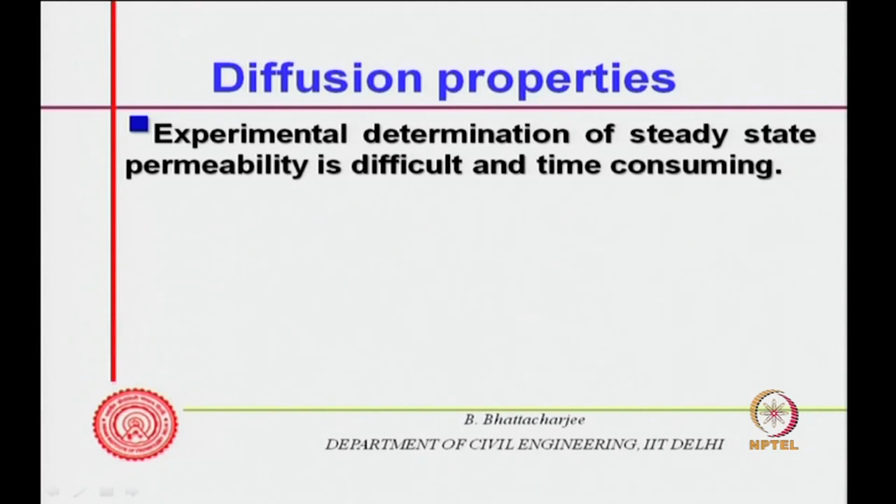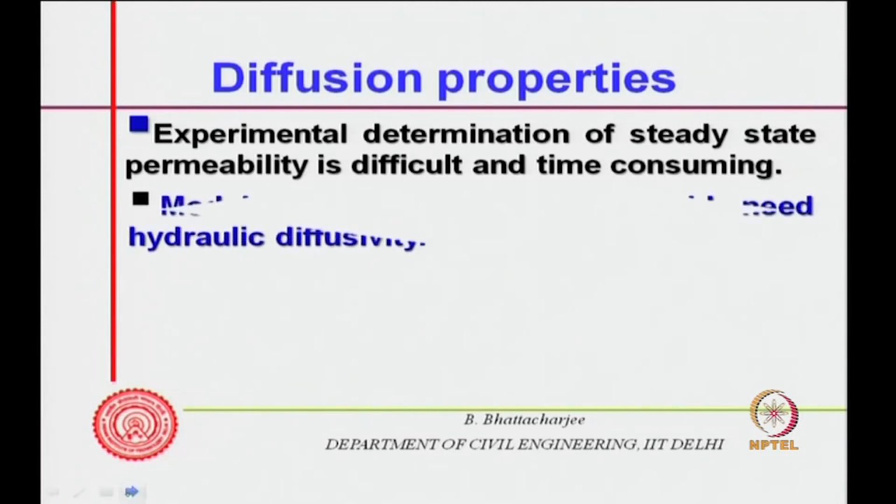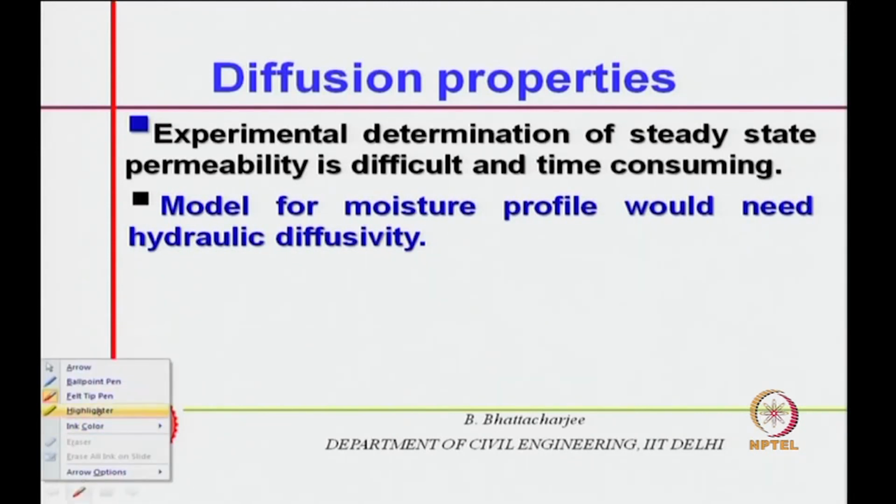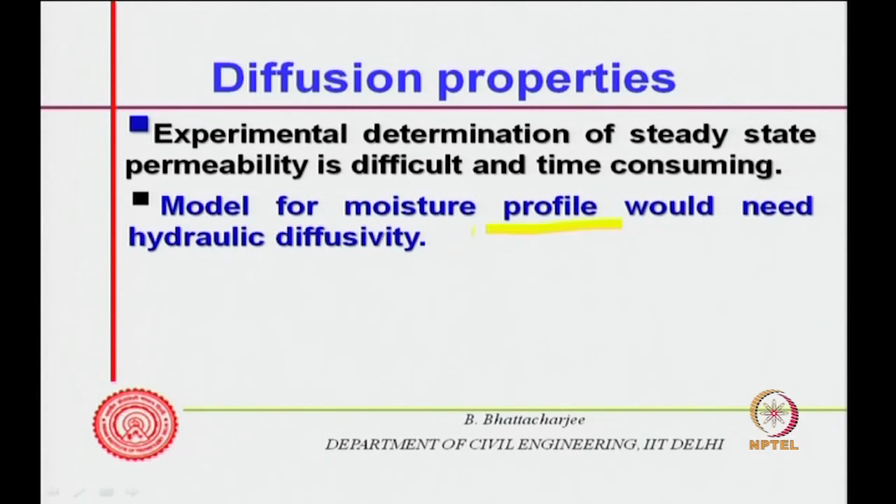So, this is one thing. Second aspect with permeability is permeability cannot be used for modeling moisture profile or amount of carbon dioxide that will penetrate or oxygen that will penetrate. So, oxygen permeability or carbon dioxide permeability, they are all related to saturated condition. In fact, unsaturated situation, it is easy to model through diffusivity.